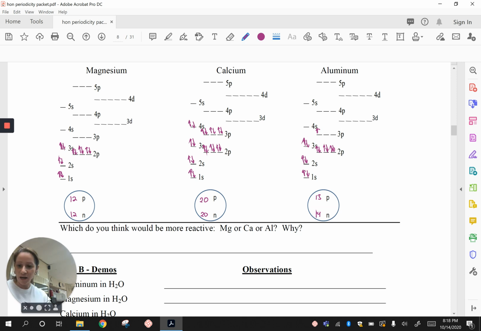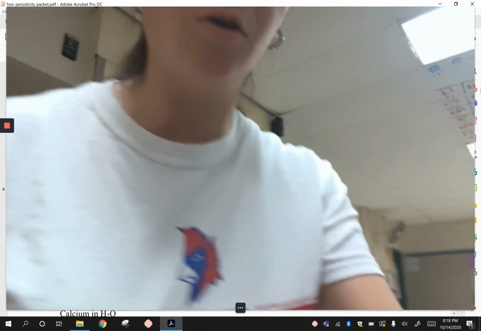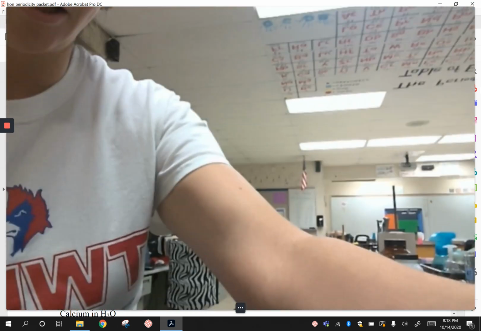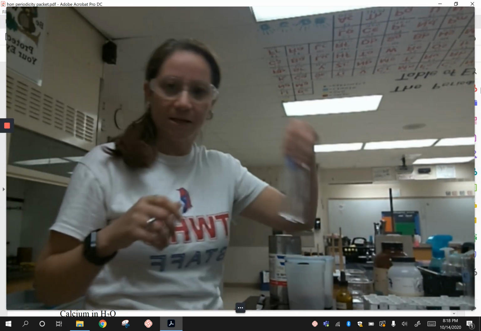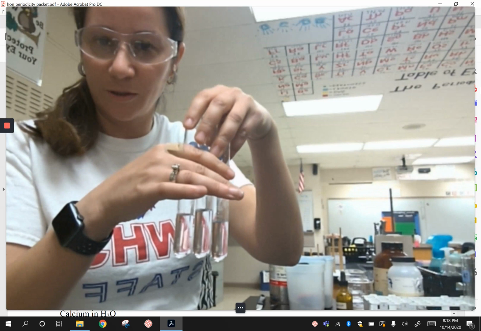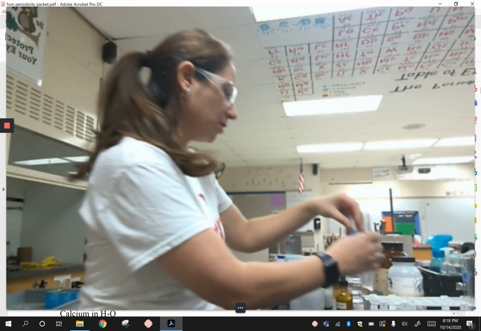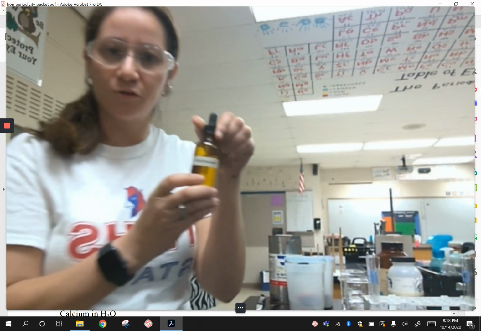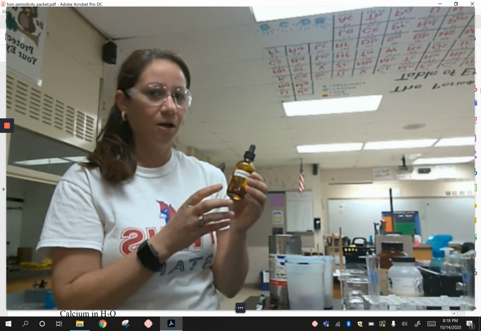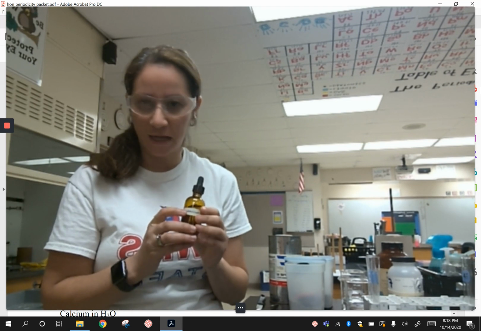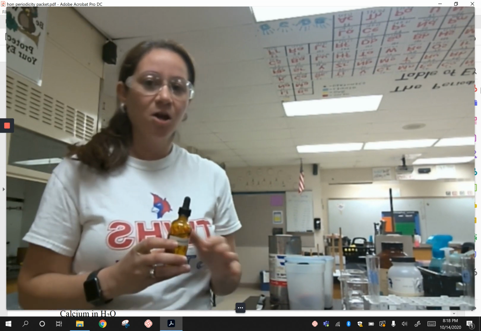And now we're going to actually carry out these reactions and look to see which one is the most reactive. So I have here 3 test tubes. They all have some water in them, just plain water. And I also added a drop to each of them of phenolphthalein. Phenolphthalein, you probably have used that in biology last year if you've taken biology. It's an acid-base indicator.